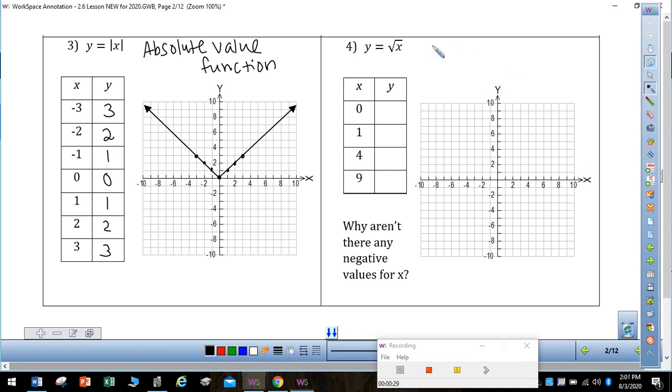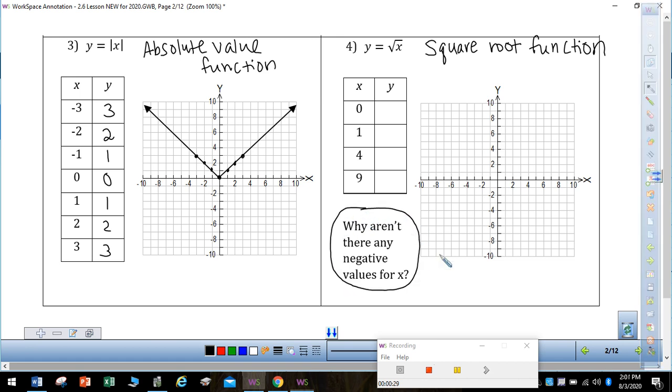All right, the last function that we have in our library, another common one that we're going to see today, is called the square root function because it involves the square root of x. Now, you may notice right away that this table looks a little different. First off, there aren't any negative values for x. Well, if we try to take the square root of a negative, it doesn't work. It's not a real number because the square root of something means what number multiplied by itself is equal to that, and you can't have a number multiplied by itself that equals a negative.